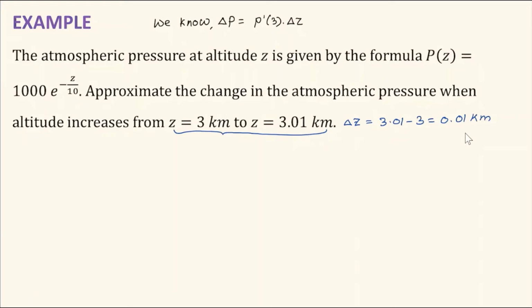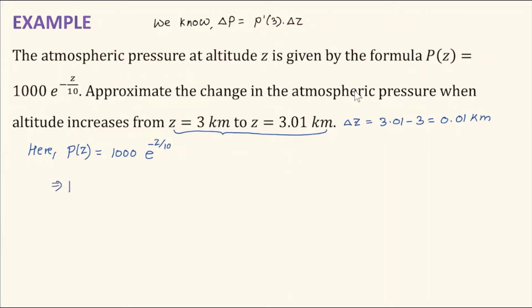So as the altitude increases, let's see what happened to the atmospheric pressure. We have the value of change in z, or change in altitude, and we need the derivative of the pressure at 3. So here we have the formula for the pressure. Let's write down the pressure at any altitude z: P(z) is equal to 1000 multiplied by e raised to negative z over 10.